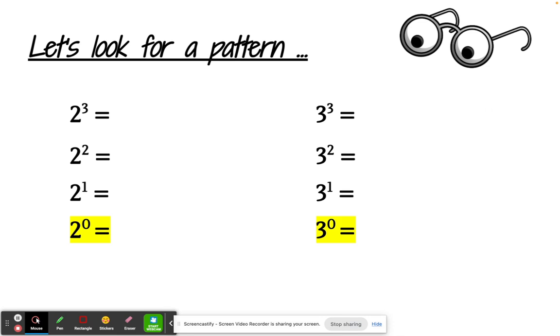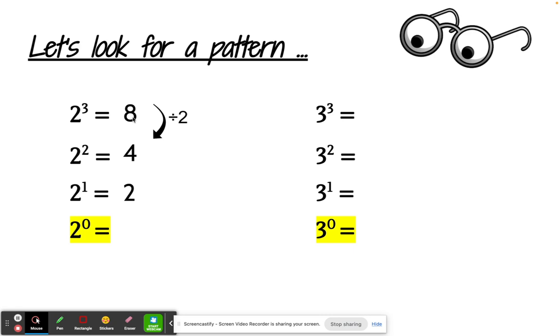Let's look for a pattern here. I have 2 to the third power. Well, that's 8, 2 times 2 times 2. 2 to the second power, that's 4, 2 times 2. 2 to the first power is just 2. Look at this pattern. As my exponent goes down 1, what it equals is divided by 2.